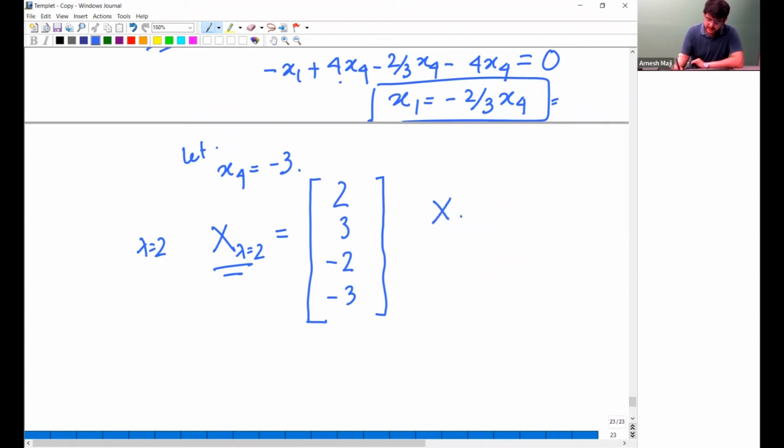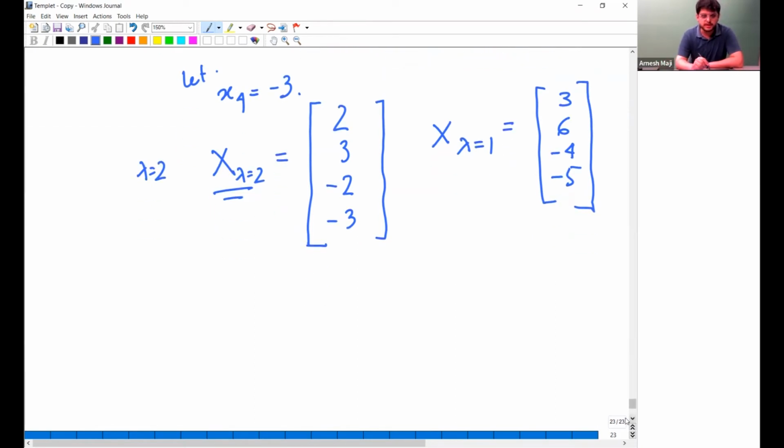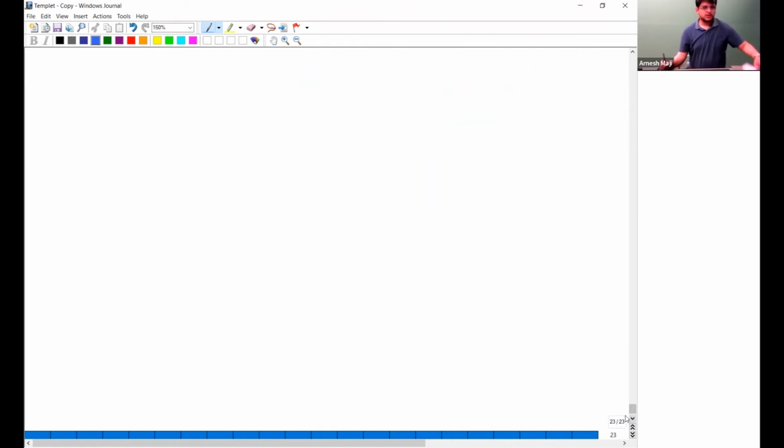You can do a similar exercise and find the eigenvector corresponding to lambda equal to 1 as. So you check this on your own. I think you should be able to do it. So this is how you solve for eigenvalues and eigenvectors for a given matrix. Well, now we will go to the next problem.